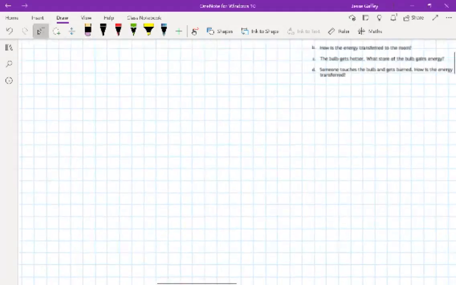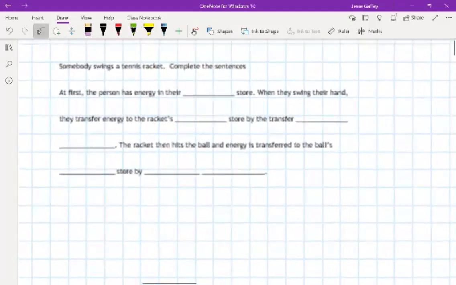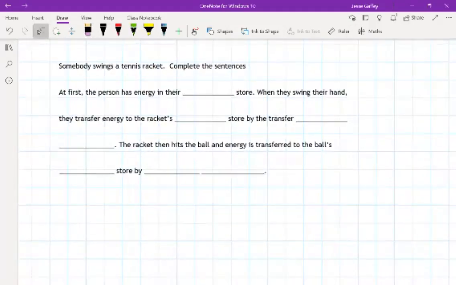Okay, so we're going to begin by pausing the video in a second. It's about somebody swinging a tennis racket. You've got a person who's playing tennis and they swing their tennis racket. You have to complete the sentences. I want you to write out the full paragraph, but fill in the blanks. There's no point just writing the blank words because that doesn't help you practice your science writing. So I want you to pause the video and write the full thing, but fill in the key words. Okay, so you should only be watching if you've completed this with the key words.